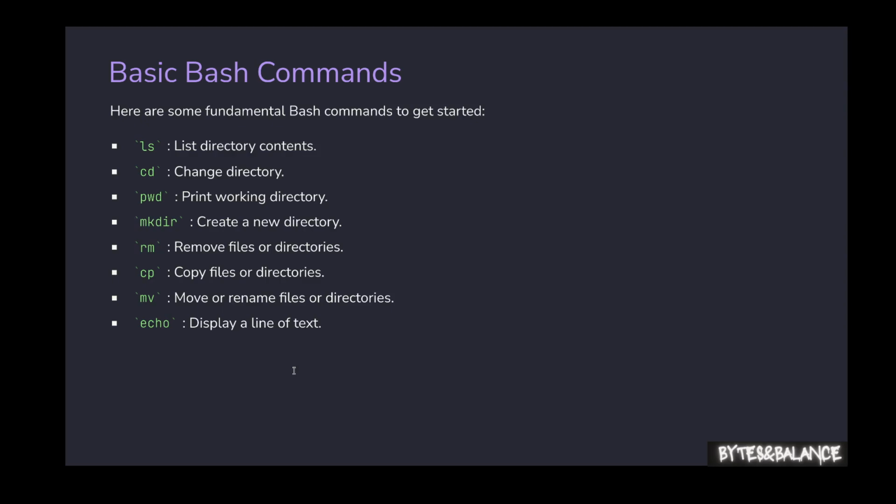Make directory, or mkdir, uses this to create a new directory. For instance, mkdir new-project will create a directory named new-project. rm, this command removes files or directories. Be careful with it, as it permanently deletes items. For all of these commands, you can always do rm --help and see what options you have, what arguments you can use.